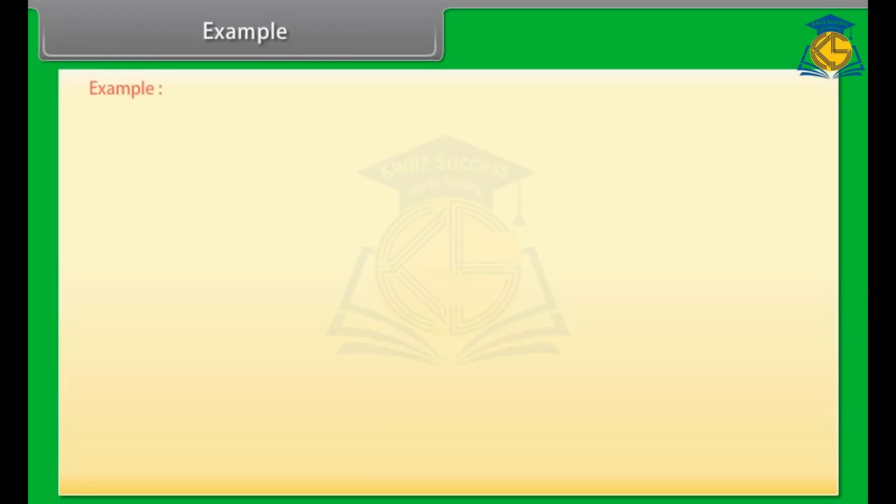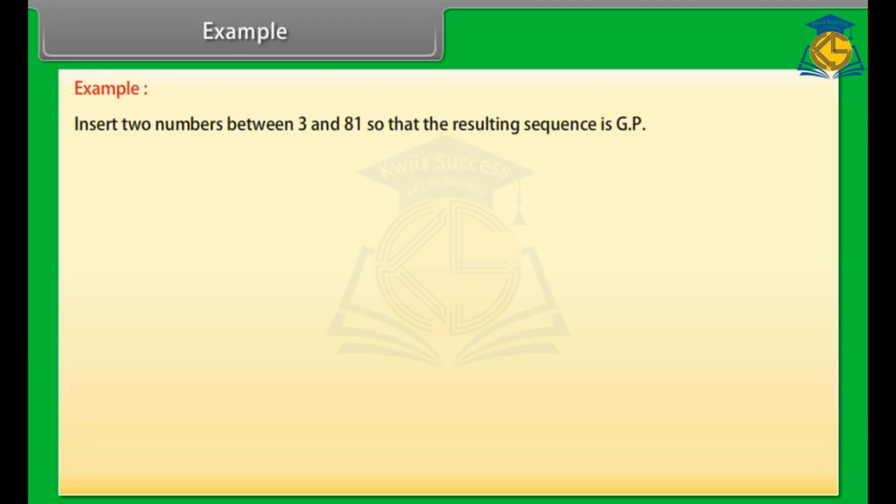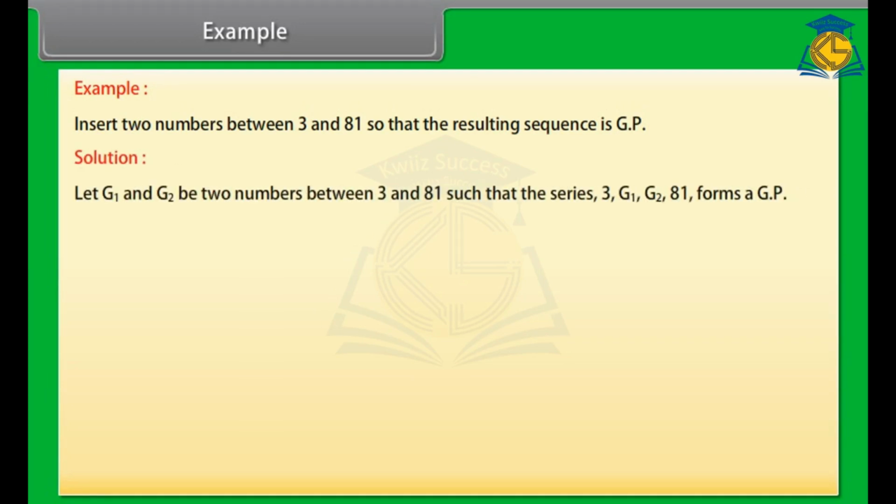Example. Insert two numbers between 3 and 81 so that the resulting sequence is GP. Solution. Let G1 and G2 be two numbers between 3 and 81 such that the series 3, G1, G2, 81 forms a GP.